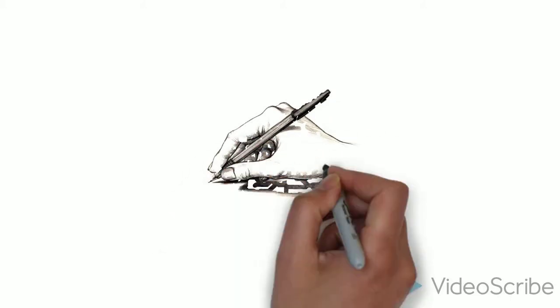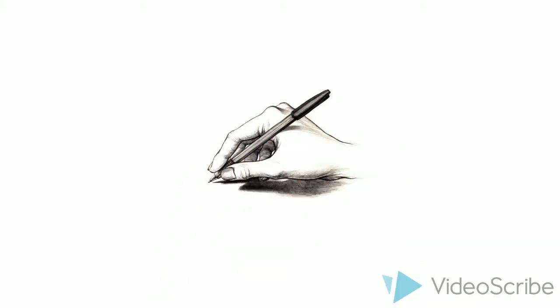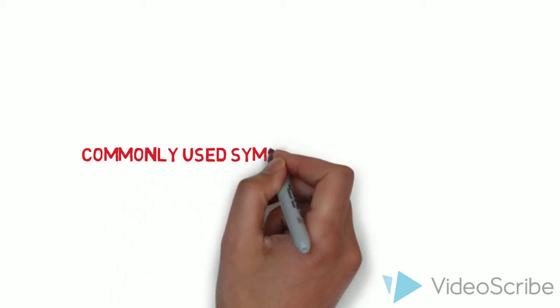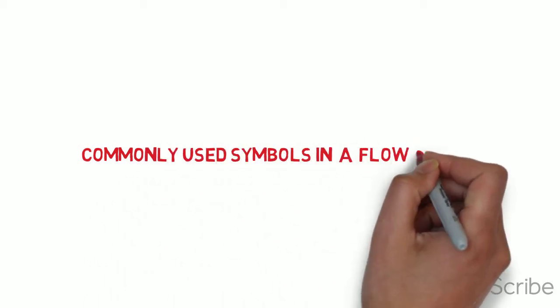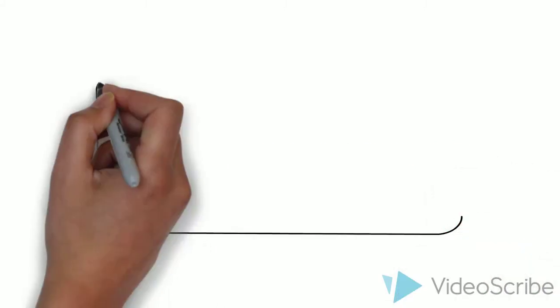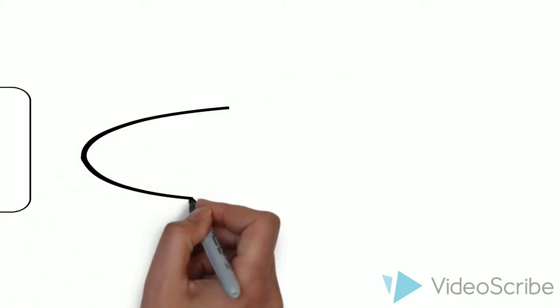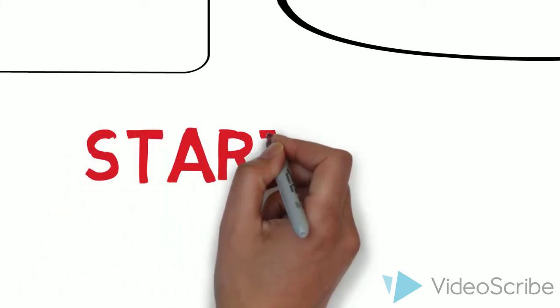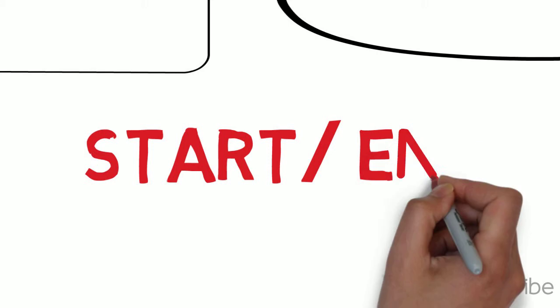Before you attempt to draw a flowchart, here are some commonly used symbols to represent different steps in a flowchart. A rounded rectangle and oval represent the start and the end of a process.